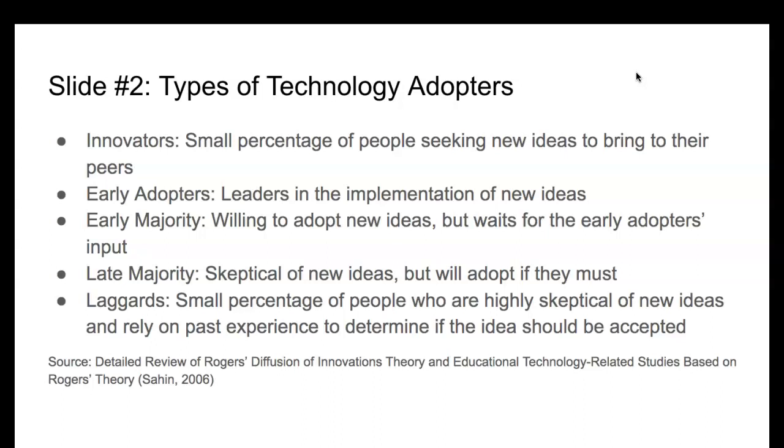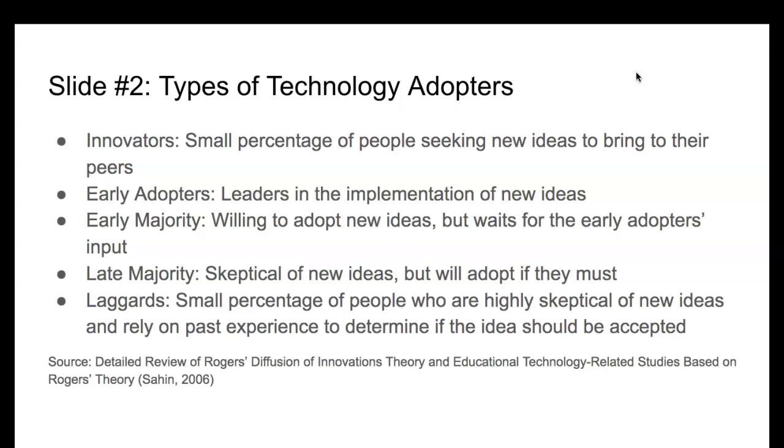The first category that we will look at is the innovators. They are a small percentage of people who are seeking new ideas to bring to their peers. They are followed by the early adopters, who are the leaders in the implementation of those new ideas. Then the early majority. These groups are willing to adopt new ideas, but they will wait for the early adopters' input. These three groups are the first three to implement technology and can be used in leadership roles.